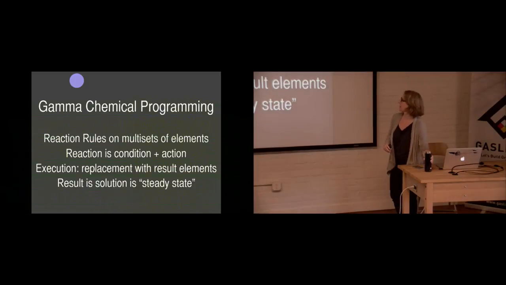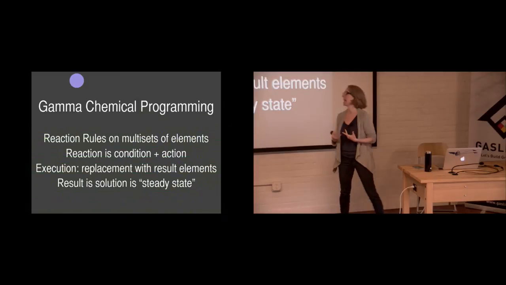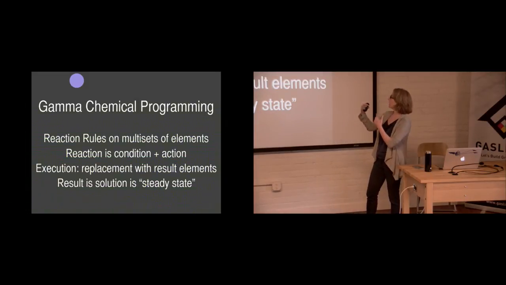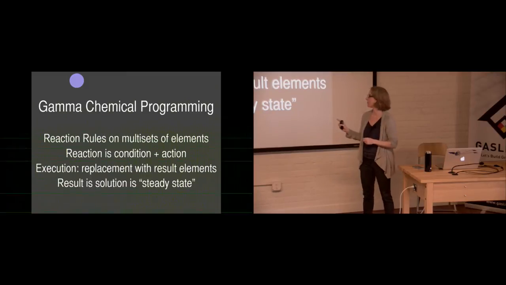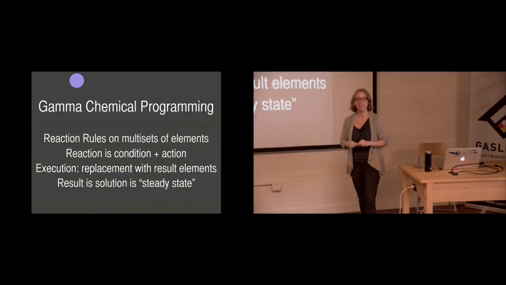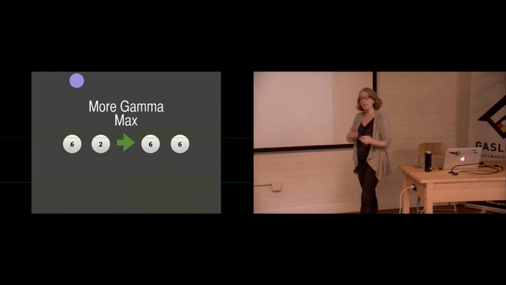And gamma chemical programming has some themes to it. It has reaction rules on multi-sets of elements. A reaction is formed of two parts, a condition and an action. You have an execution, where you take the elements, react them, and then replace them with the result elements. And this is the tricky part now. The result is a solution when it gets to a steady state. So trying to figure that out is not trivial. But we can look at another example.